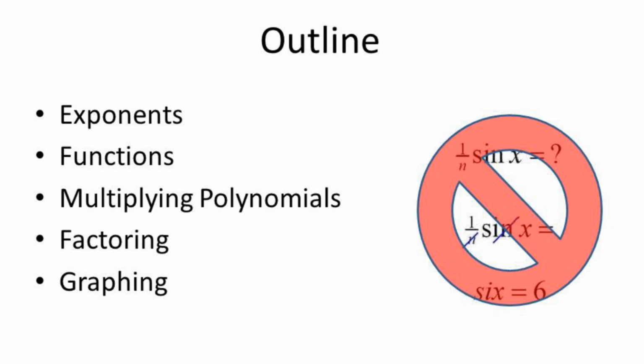The reason we're doing this basic algebra review today is because it's required in a variety of disciplines, including physics and chemistry, as well as your business and economics courses. And you're also required to take courses in math for your degree. So we'll start off with an outline. We'll cover exponents first, and then functions, multiplying polynomials, factoring, graphing, and that'll be the basic outline.